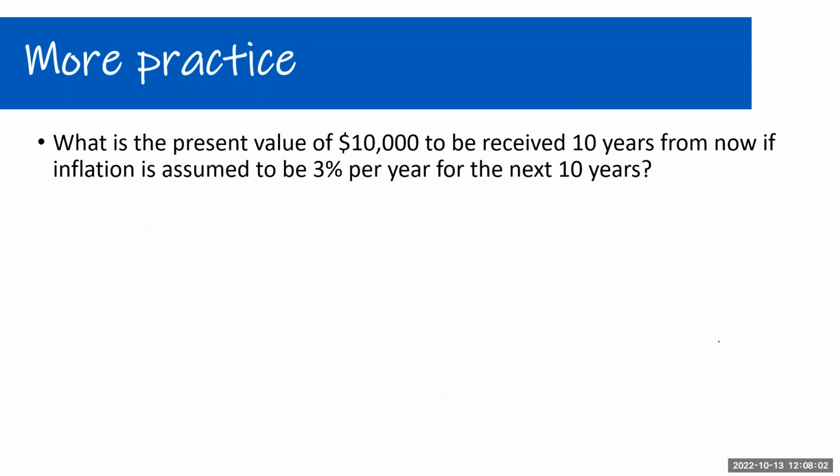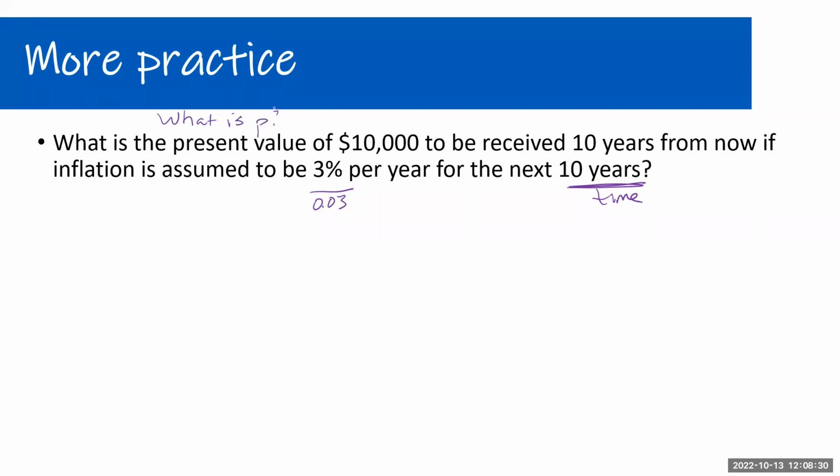Okay, let's try one more. What is the present value of $10,000 to be received 10 years from now if inflation is assumed to be 3% per year for the next 10 years? So we know we're dealing with a time of 10 years. We know we're dealing with a rate of 0.03. And our present value is what we're looking for. What is P?